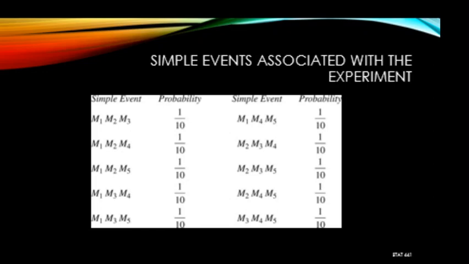Now, all of these combinations, these 10 simple events, are equally likely. We know that the total probability of the sample space is 1. So each of these 10 events has a probability of 1/10. Okay, now let's look at the specific events that we are interested in.